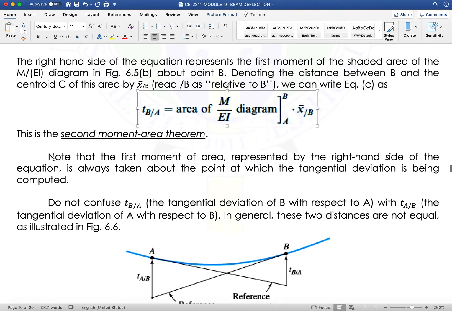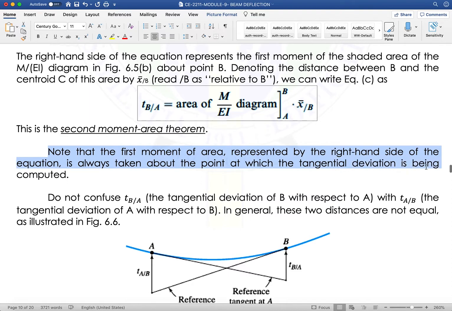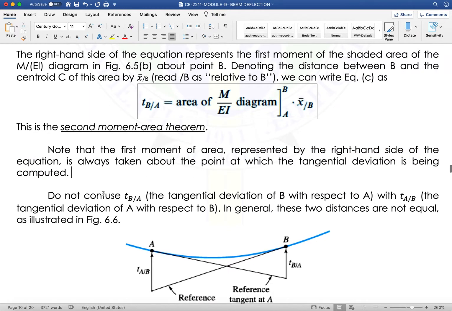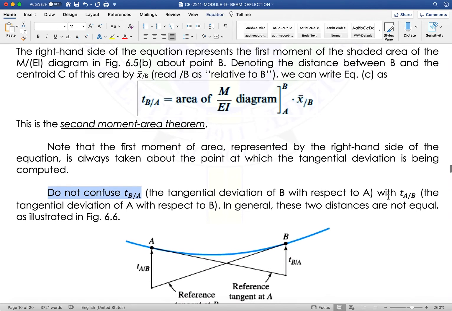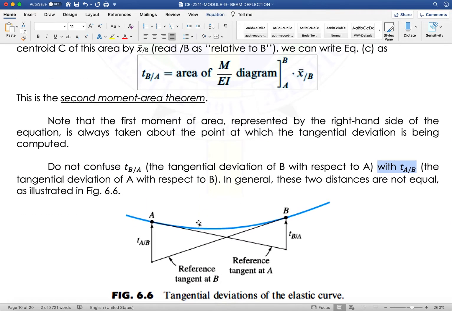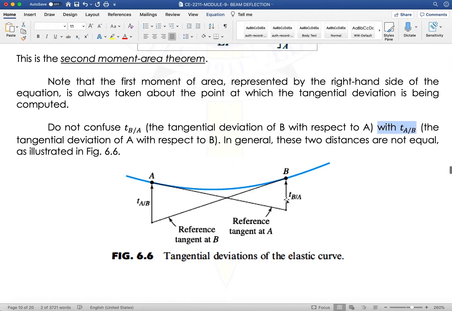Note that the first moment of area on the right-hand side of the equation is always taken about the point at which the tangential deviation is being computed. Okay, so do not confuse TBA and TAB, because these two are not equal. Okay, tangential deviation of A with respect to B, tangential deviation of B with respect to A.